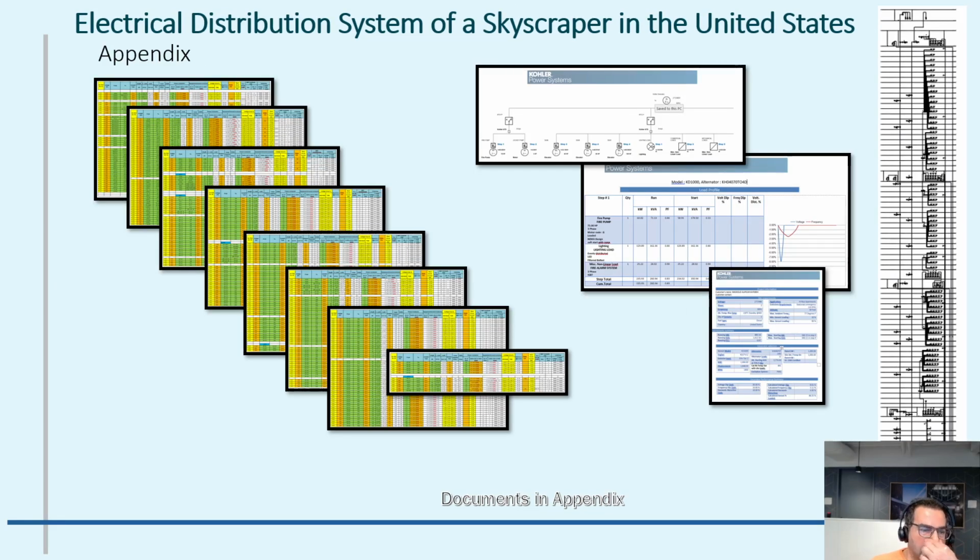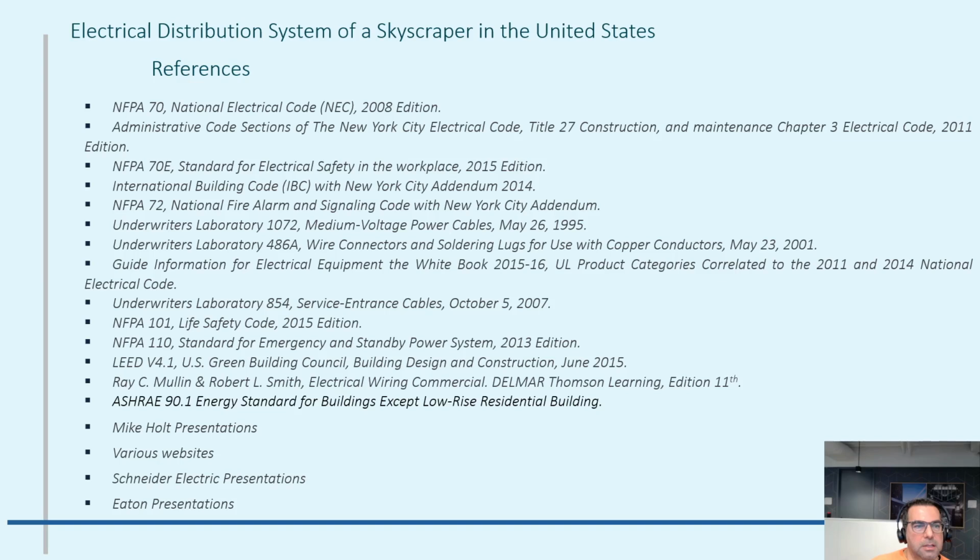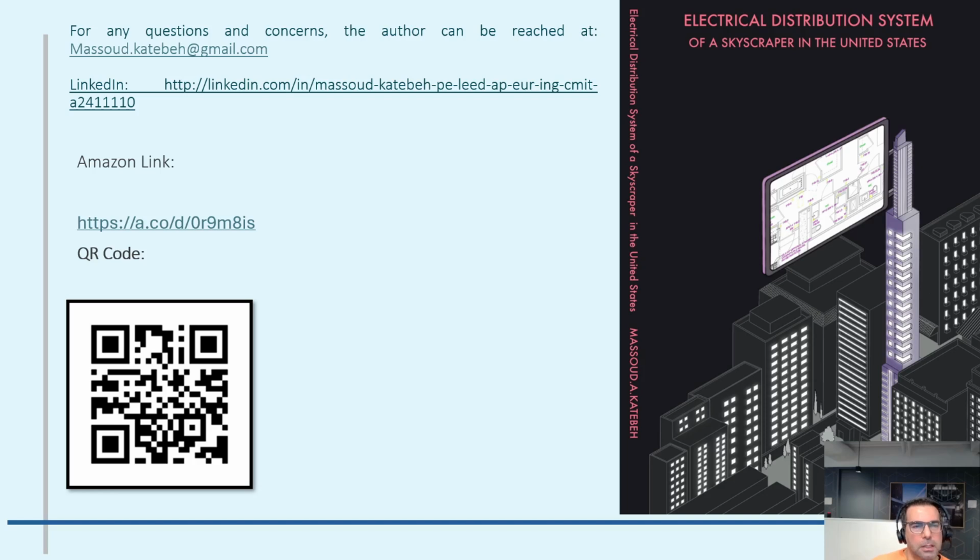And in the appendix, I have the calculation from the Kohler generator software to double check the generator sizing. Also on my left hand side, I have the voltage drop calculation and short circuit, which are provided in the appendix. The references I use for this book, as you see, are many different editions of the NEC, NFPA, and also LEED, of course, because we apply for LEED, and ASHRAE. These are my references in the book.